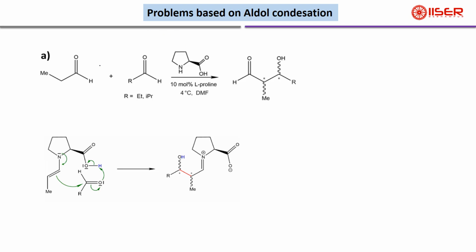In the first step, this proline will attack this carbonyl center and form this imine type of structure. First it will form this imine type of structure.